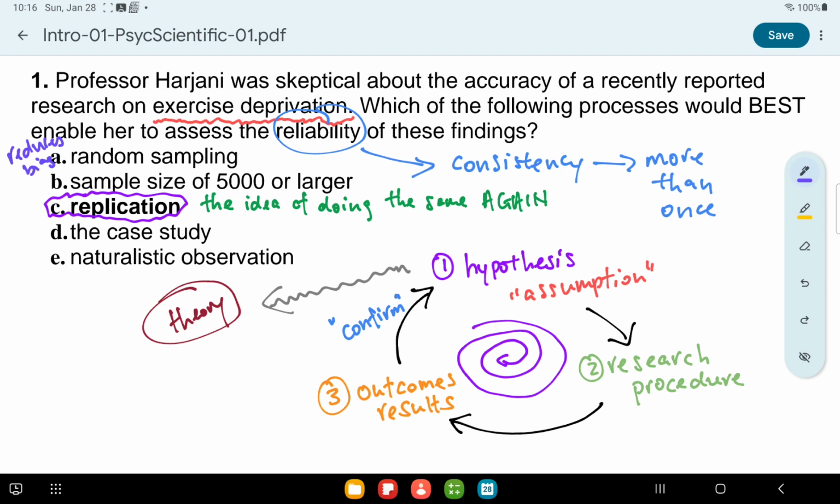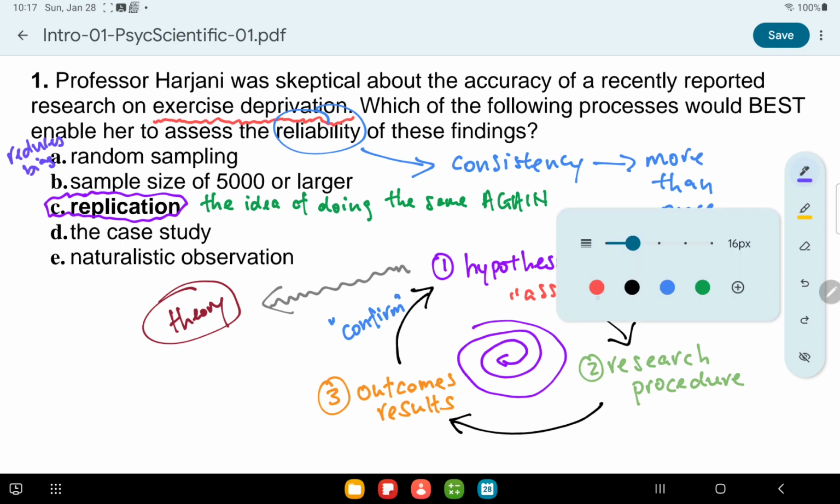Okay? Again, this is not exactly a bad answer per se, but compared to replication, replication holds a higher level of power because by reliability, we're concerned about two levels. One, the findings themselves, and two, whether or not the method we've designed measures the traits, the factors relevant to exercise deprivation. We want to ensure that we're measuring the right thing, and to measure the same thing more than once is of utmost importance. Okay? It's of utmost importance.